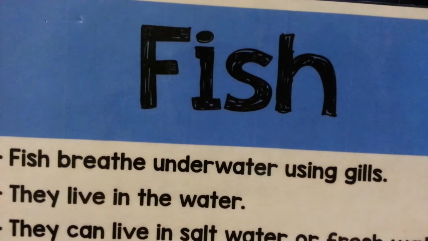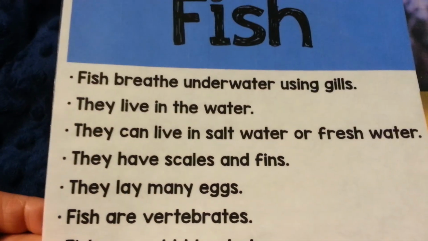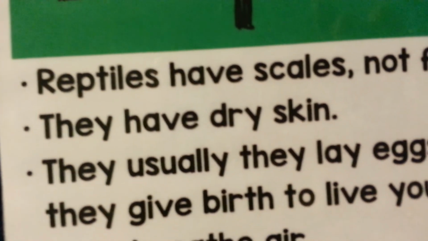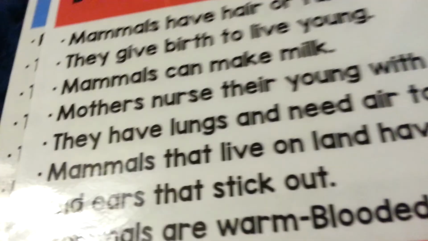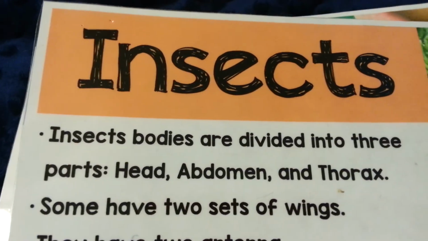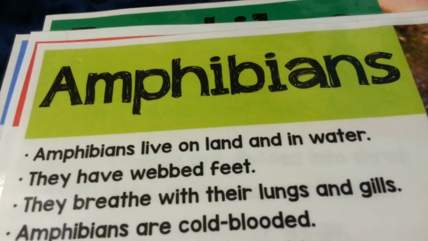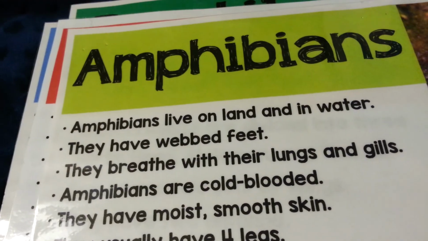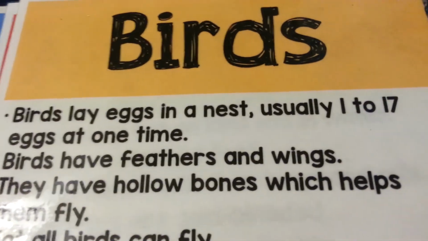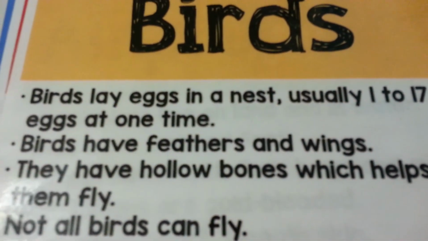Let's go through it again. Fish have scales and fins. These are the best ways to tell them apart. Reptiles have dry, scaly skin. Mammals have hair or fur. Insects have 3 body parts, the head, the abdomen, and the thorax. Amphibians have smooth, moist skin, webbed feet. And birds. Birds have feathers and wings.